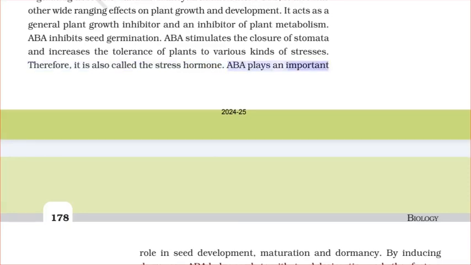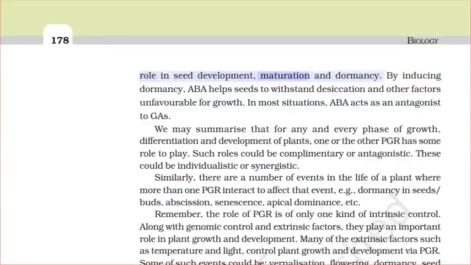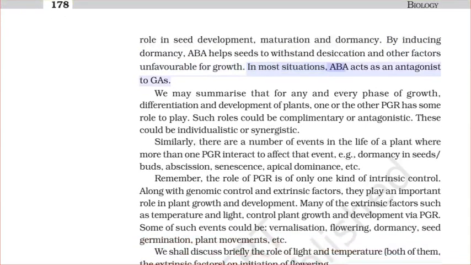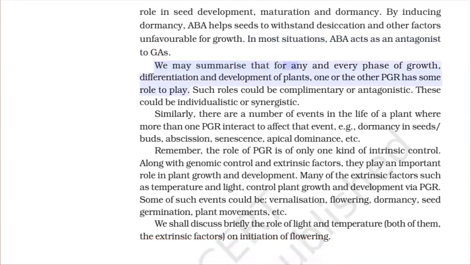ABA plays an important role in seed development, maturation, and dormancy. By inducing dormancy, ABA helps seeds to withstand desiccation and other factors unfavorable for growth. In most situations, ABA acts as an antagonist to GA. We may summarize that for any and every phase of growth, differentiation, and development of plants, one or the other PGR has some role to play.